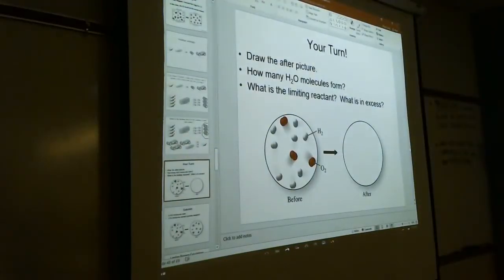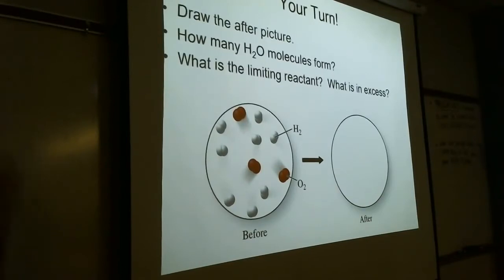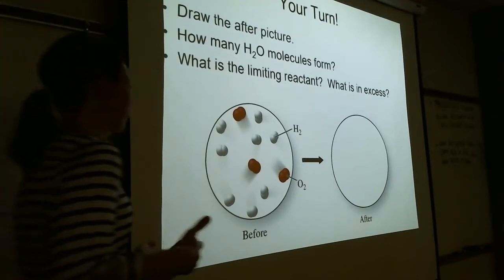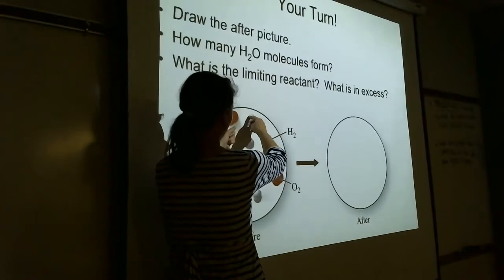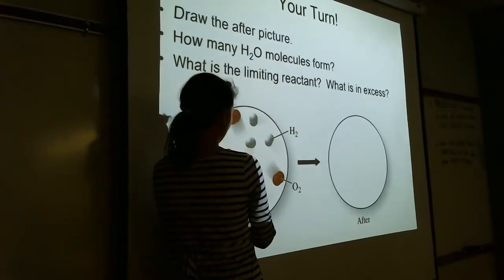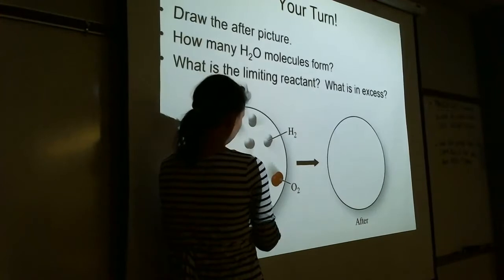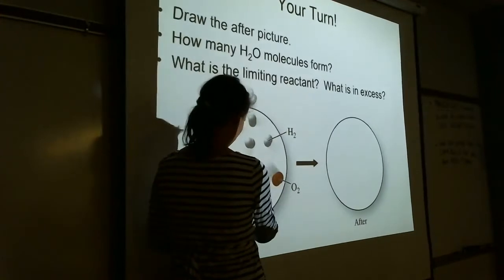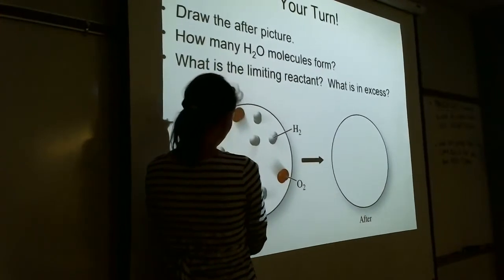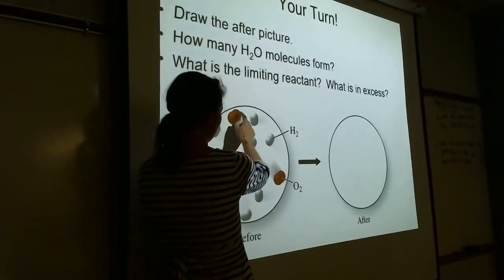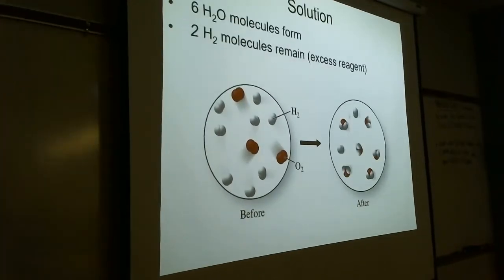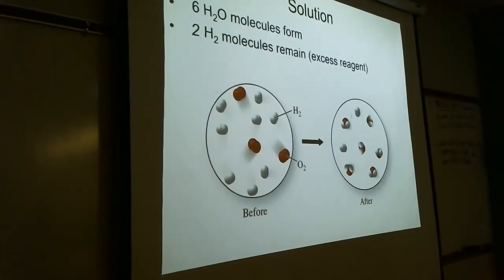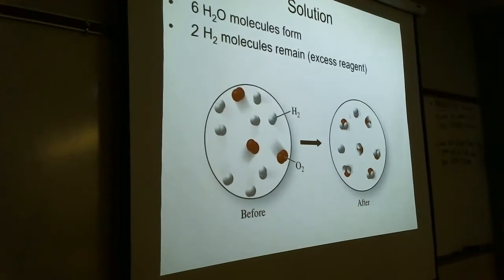The only way you can draw the after picture is by counting up the proportion you have initially, right? Because the formula for water is H2O. So I should have two H2s left over. One, two, three, four, five, six water molecules. Did you get it right? Six waters, and then two H2s left over.